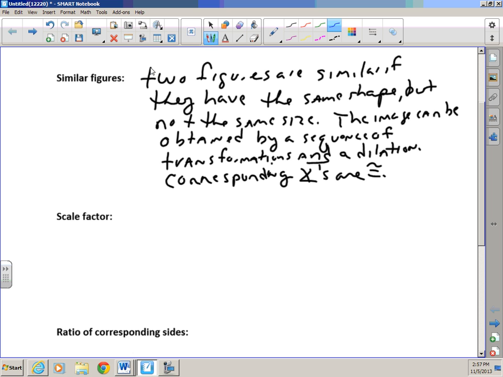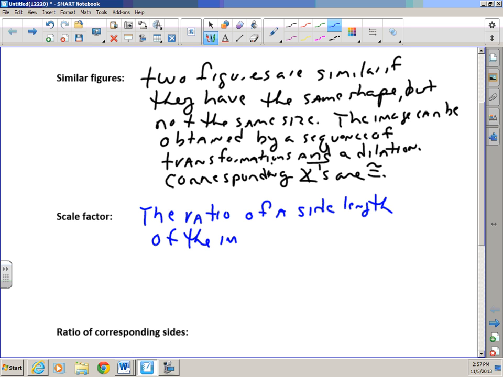Scale factor, you're familiar with this from dilations, but the technical definition is it's the ratio of a side length of the image, so the after, to the side length of the original.